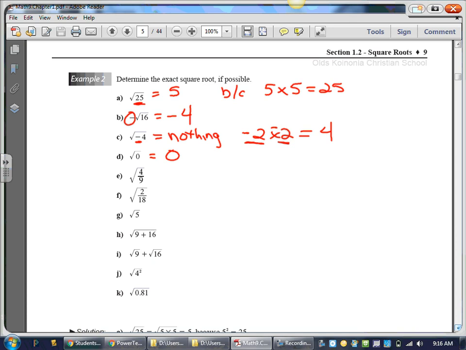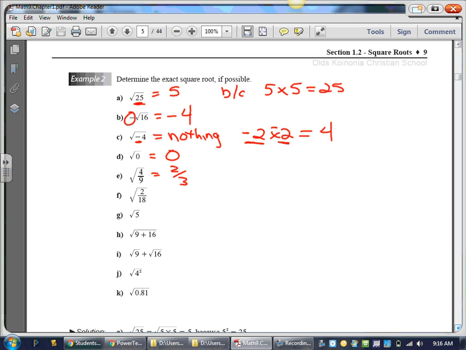What is the square root of 4/9? Does anybody want to try? 2 over 3. Take the square root of 4, square root of 9, you get 2/3. Life is good. Square root of 2/18. Is there a square root of 2? That's nice. There is one, but it's irrational. Is there a square root of 18? Does anything times itself give you 18? Nope, nothing.